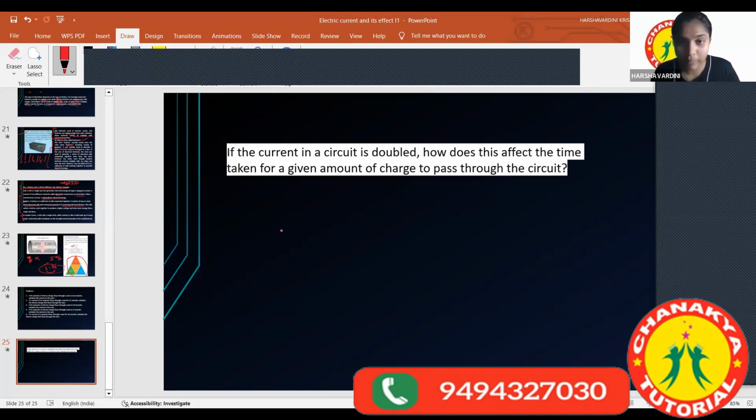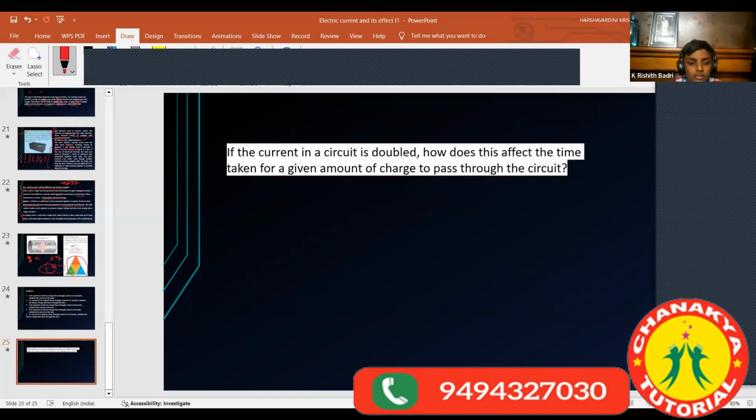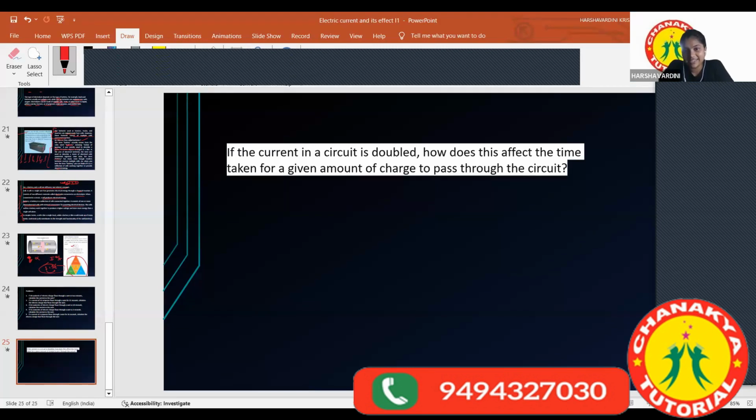Please do the sum. Is my screen visible now? Yes, it is visible. Start doing it. Read the question carefully. Ma'am, will the time and charge be doubled? I need the proof, do the sum and see. If the current in a circuit is doubled, how does this affect the time taken for the given amount of charge to pass through the circuit?